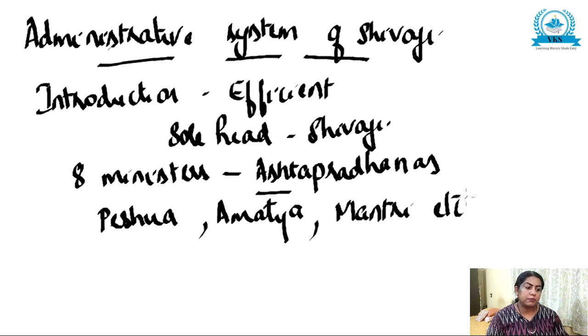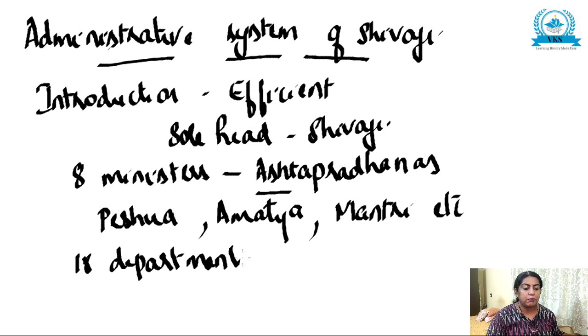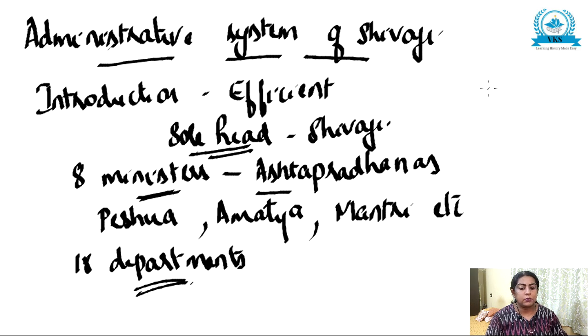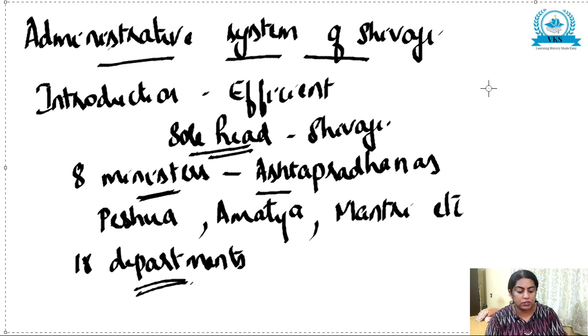Now, other than these 8 ministers, there were 18 departments in the government. 18 departments were there in the government and these departments were under one minister. And all of them worked under the supervision of the king, because finally the sole head is the king. So the 8 ministers, Ashtapradhanas were there, 18 departments under ministers were there. Finally, all of them worked under the administration or the guidance of the king. So that was about the basic central administration of Shivaji.